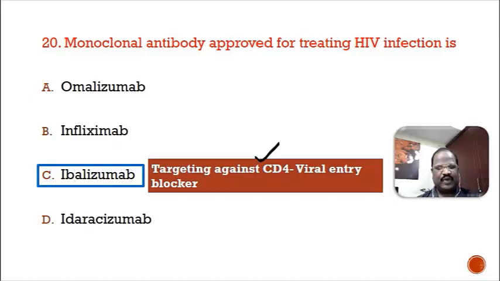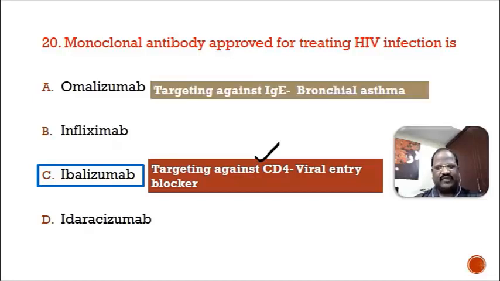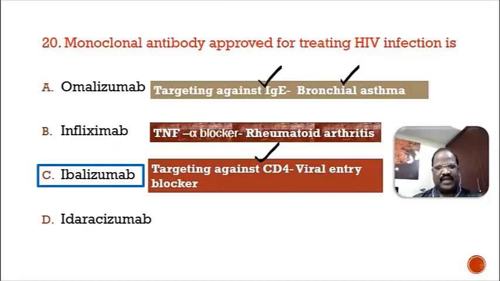Coming to other options, look at option A, omalizumab. What is omalizumab? It's a monoclonal antibody targeting IgE, useful for treatment of bronchial asthma. Whereas option B, infliximab, a monoclonal antibody targeting TNF alpha. It's called a TNF alpha blocker, useful for so many immunological conditions, especially it's a very good drug useful for rheumatoid arthritis. Coming to option number D, idarucizumab.